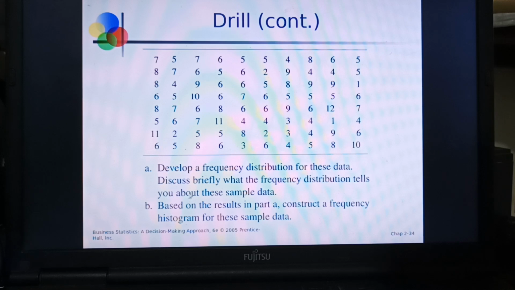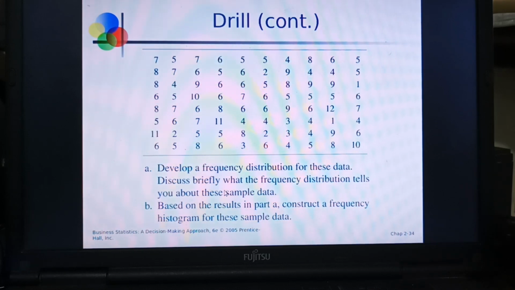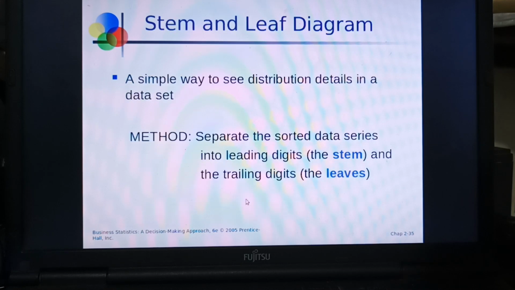Meaning, interpret what it means once you have created the frequency distribution from this data. Interpret what it means. Then B, based on the results in part A, construct a frequency histogram for these sample data.